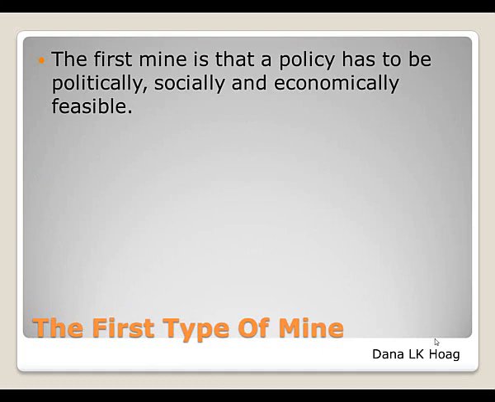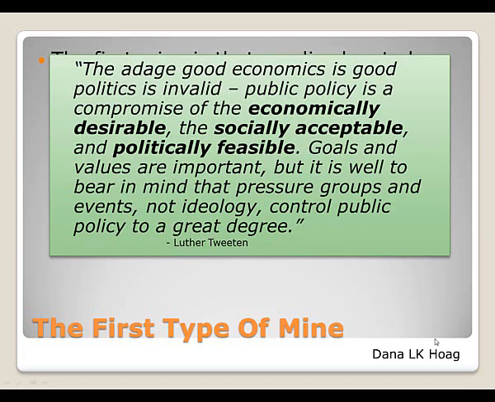Okay, the first mine that we're going to talk about is that a policy has to be politically, socially, and economically feasible. Luther Tweeten put it this way. He said that a good adage in economics is good politics is invalid. Okay, that adage is invalid because public policy is a compromise of the economically desirable, the socially acceptable, and the politically feasible. We're just going to call that economic, social, and political feasibility to make it simpler. Goals and values are important, but it is well to bear in mind that pressure groups and events, not ideology, control public policy to a great degree.